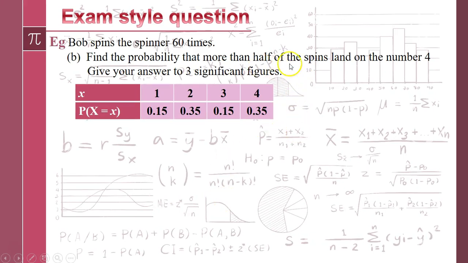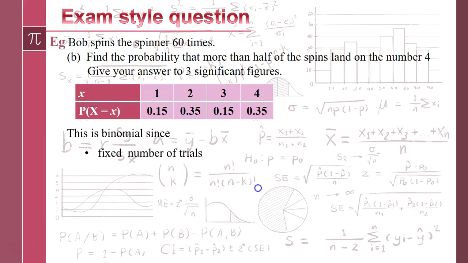we're only going to say that we want this spinner to land on a number 4. So the probability of getting a 4, that thing there, is going to become our probability of success. And we've now got 60 spins, so that's our number of trials. So we've got a fixed number of trials, which is 60. We've got probability of success, which is 0.35. And we want the probability that more than half the spins land on 4. So that's what makes it binomial.